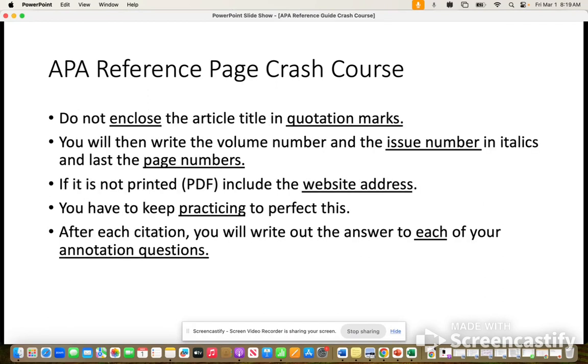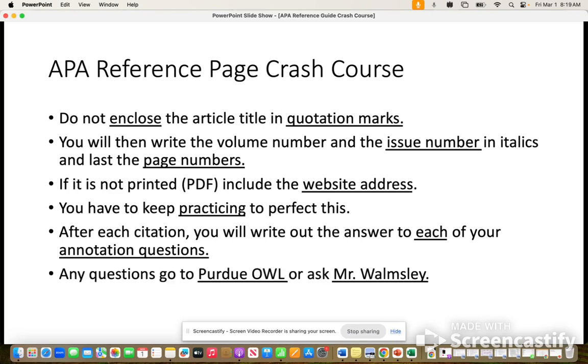And then after each citation, you'll write out the answer to each of your annotated questions. So basically it's going to go citation, answer to question, citation, answer to question. I'll have an exemplar so you guys can see this. So if this is feeling confusing, don't stress out. I'll show you how this is going to look. I'll give you guys plenty of rounds of practice too in the next couple of weeks.